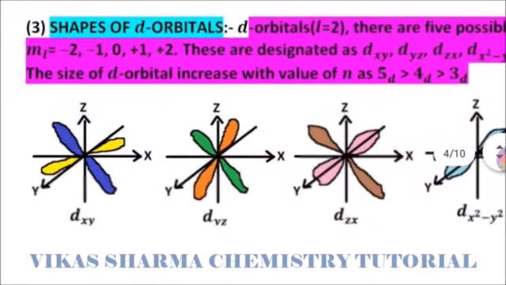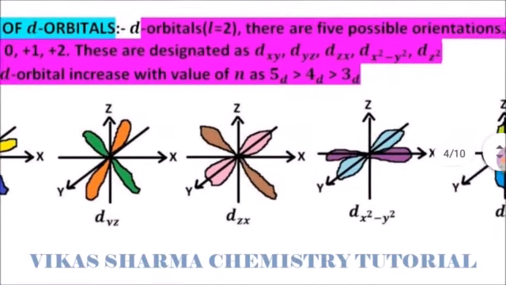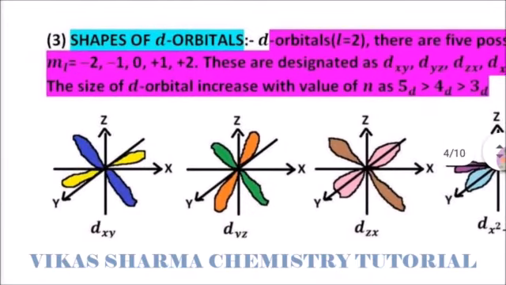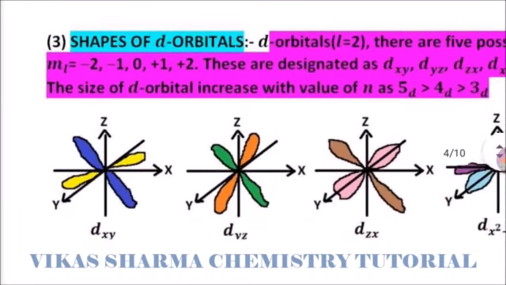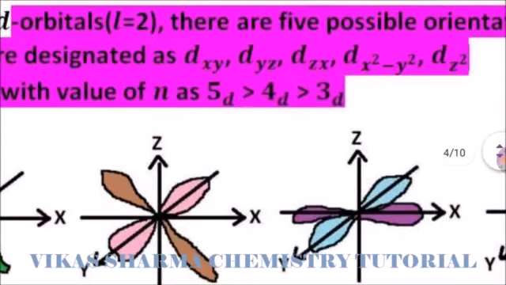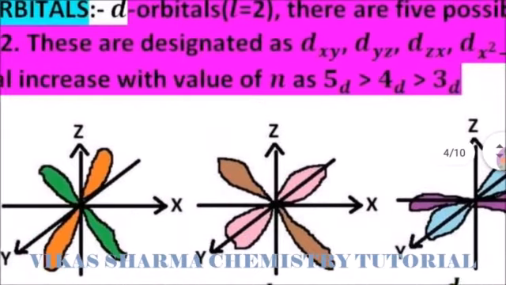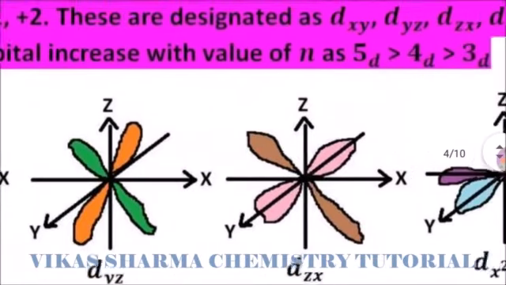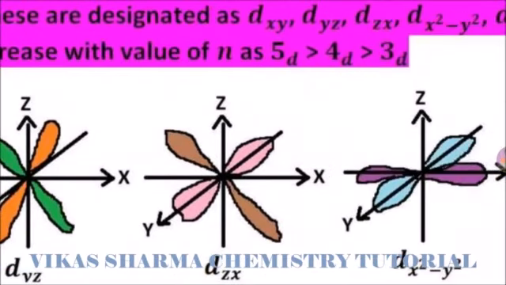Student, next is the d orbital. So for d orbital, L is equal to 2, and there are 5 possible orientations. Ml is equal to -2, -1, 0, +1 and +2. So these are designated as dxy, dyz, dzx, dx square minus y square, and dz square. So the size of d orbitals increases with the value of n. For example, 5d is higher energy than 4d, and 4d is higher energy than 3d.